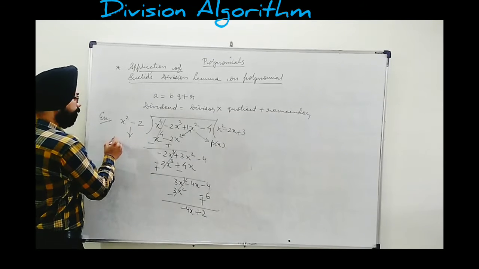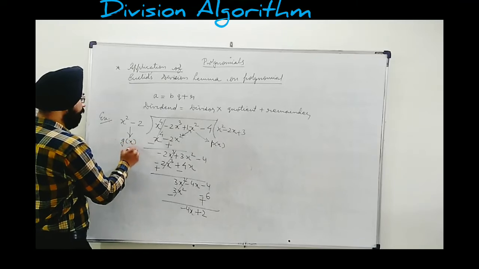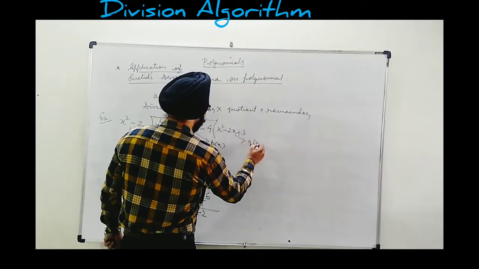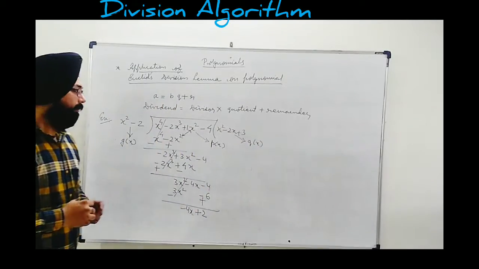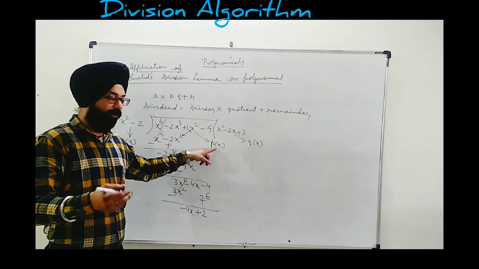This is the divisor. We consider this divisor as g(x). We consider the quotient as q(x). It is not a compulsion, but I hope that you are aware of this way of writing.